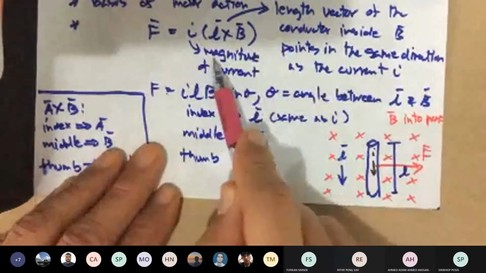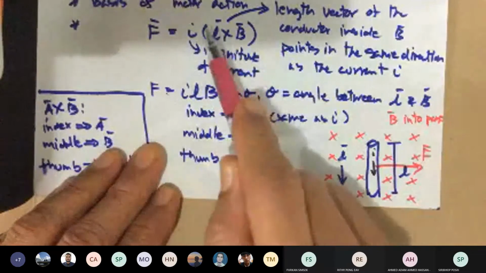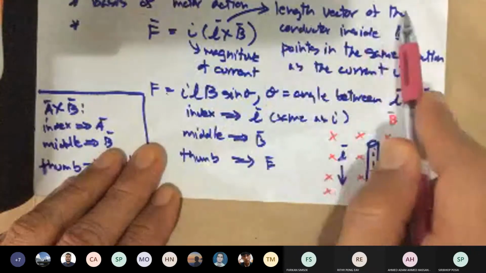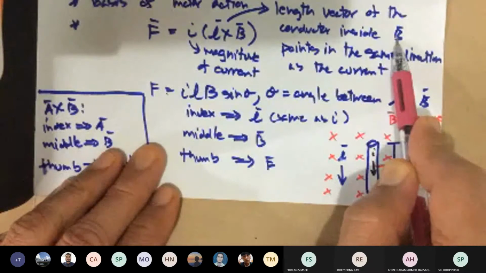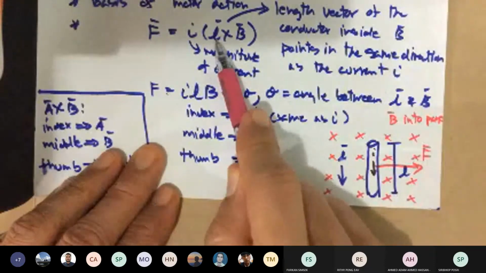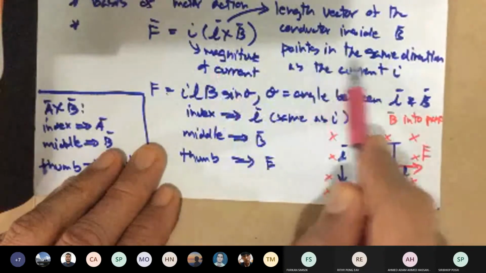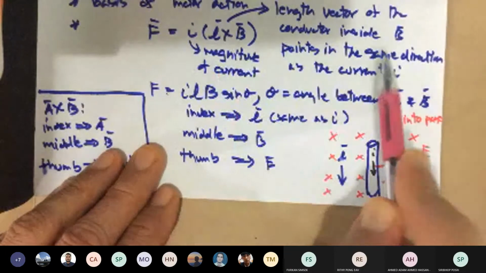where I is the magnitude of the current, and vector L is the length vector of the conductor inside your magnetic field. It has the same direction as the current.